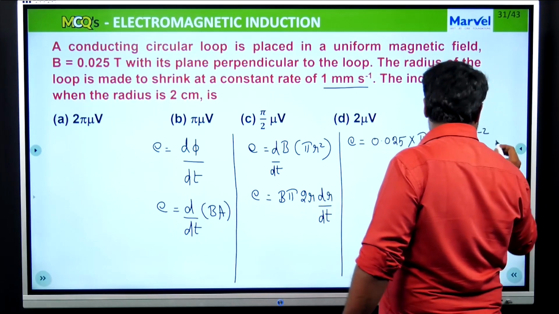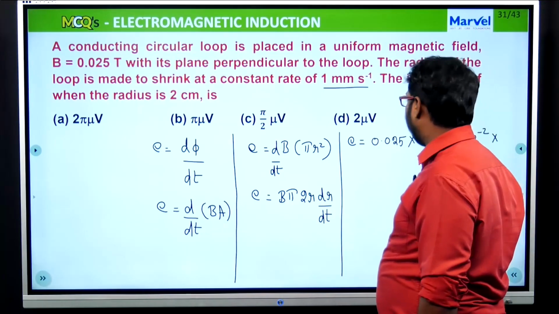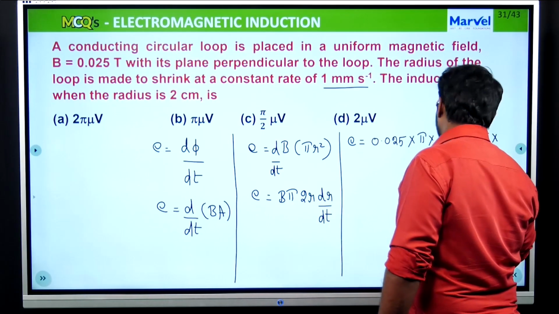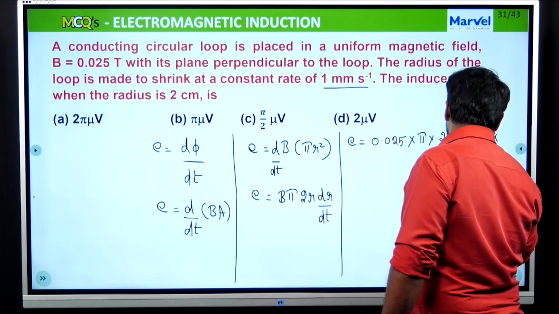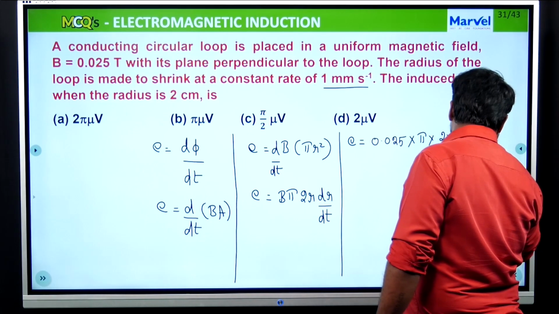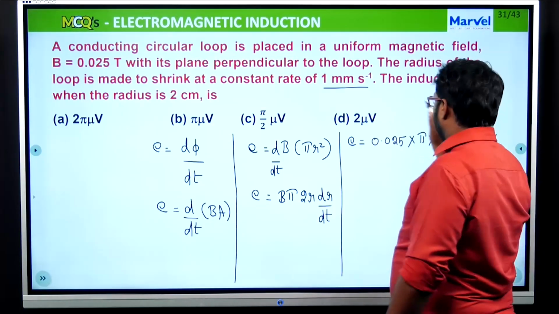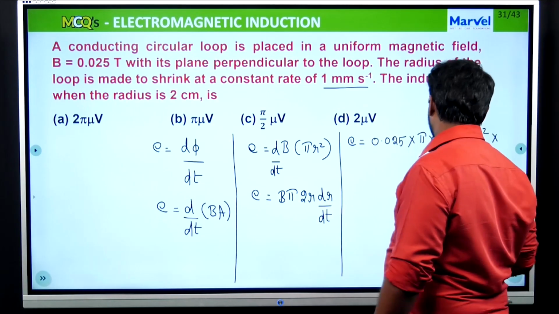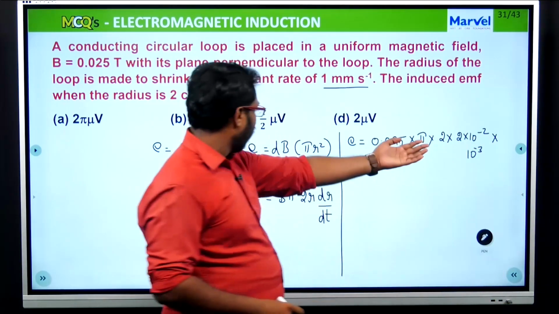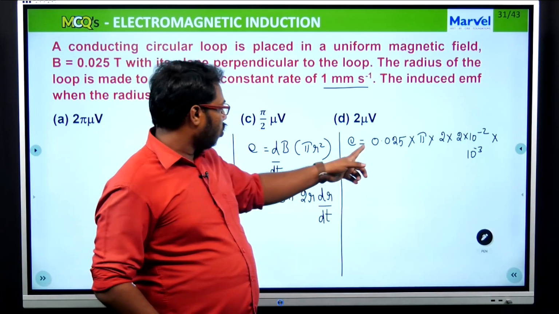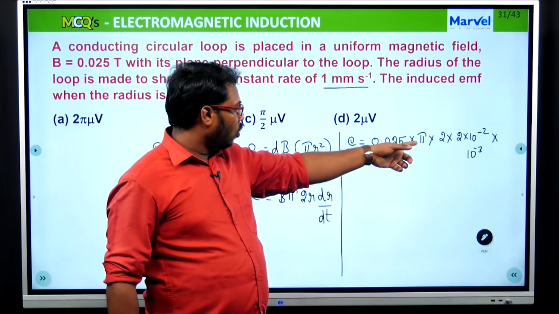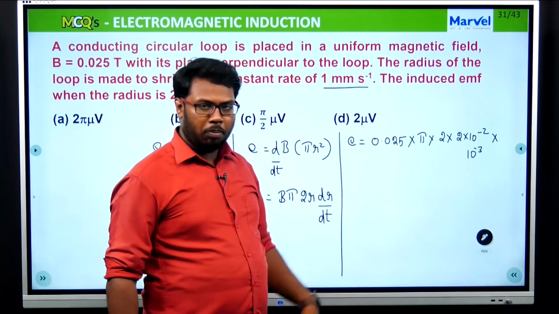So I have to convert this into meter per second. 1 millimeter is 10 power minus 3 meter per second. So we have everything with us. You see 0.025 pi 2 into 2 10 power minus 2 and 10 power minus 3.